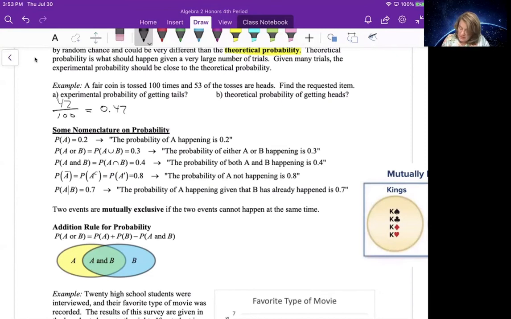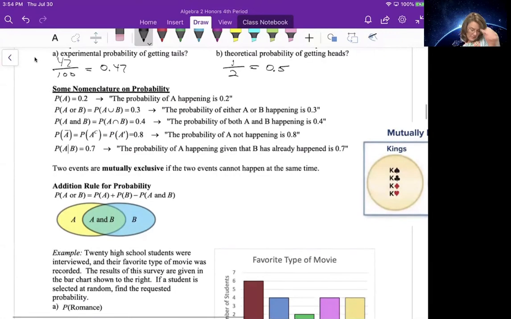You should expect that. What is the theoretical probability of getting heads? Well, how many choices? If I get heads, it would be 1 out of 2, right? I have 2 possible options, and I get 1 chance of getting heads, and that would be 0.5. So if I were to flip that coin over and over and over again, you would expect this 0.47 to get closer and closer to actually 0.5.